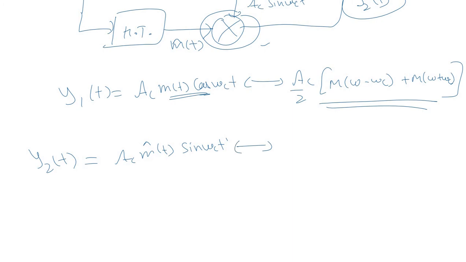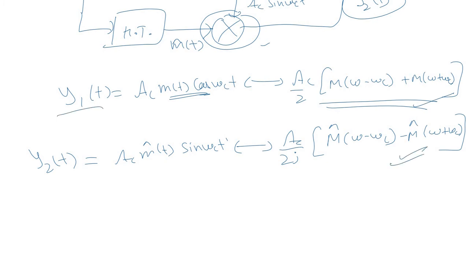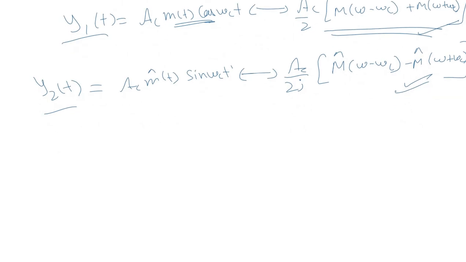If you take its Fourier transform, it will result into Ac upon 2j times [M hat(omega minus omega_c) minus M hat(omega plus omega_c)]. Alright, so these are the frequency domain expressions for y1(t) and y2(t). Now let us plot these expressions and find out the resultant.